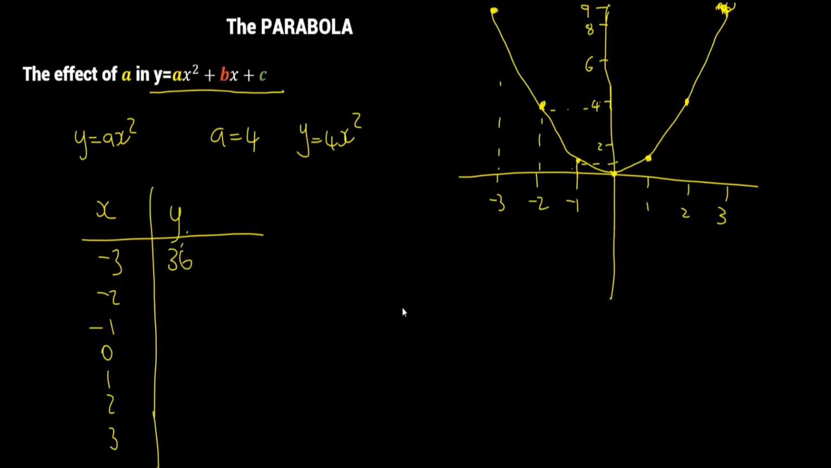Minus 2 squared is 4. 4 times 4 is 16. And this is going to be 1 squared. 1 times 4 is 4. This is 0. Then you take the same for the other side.